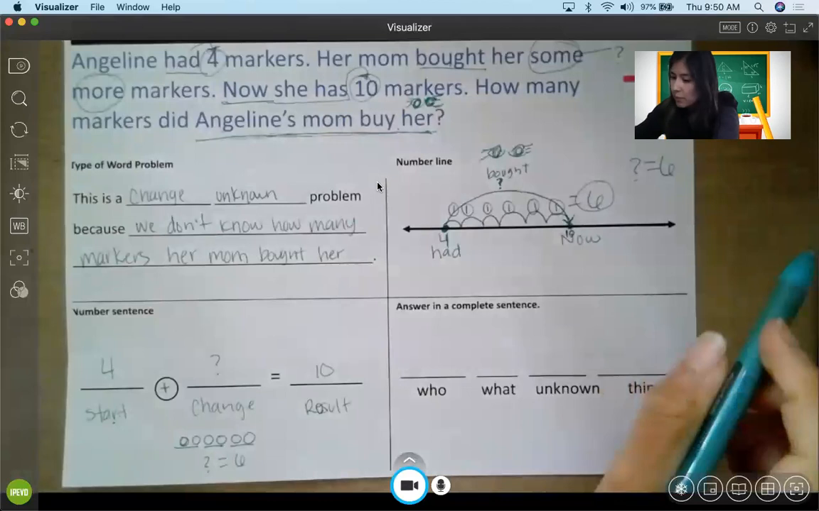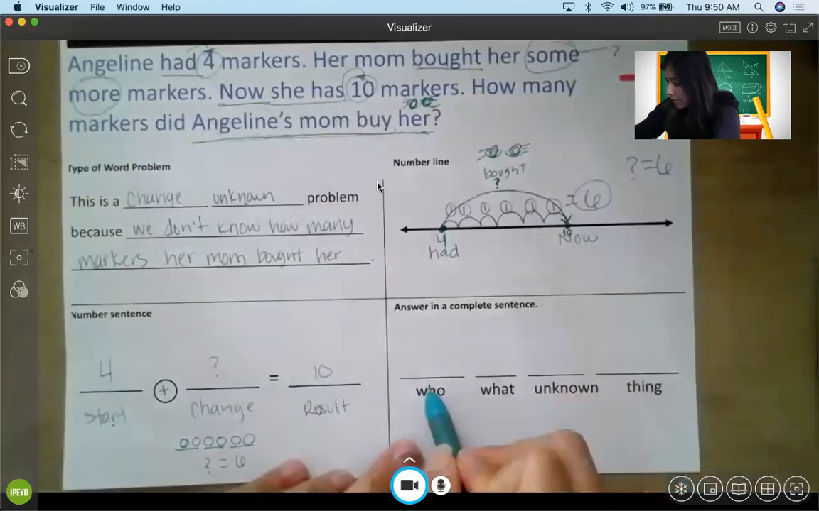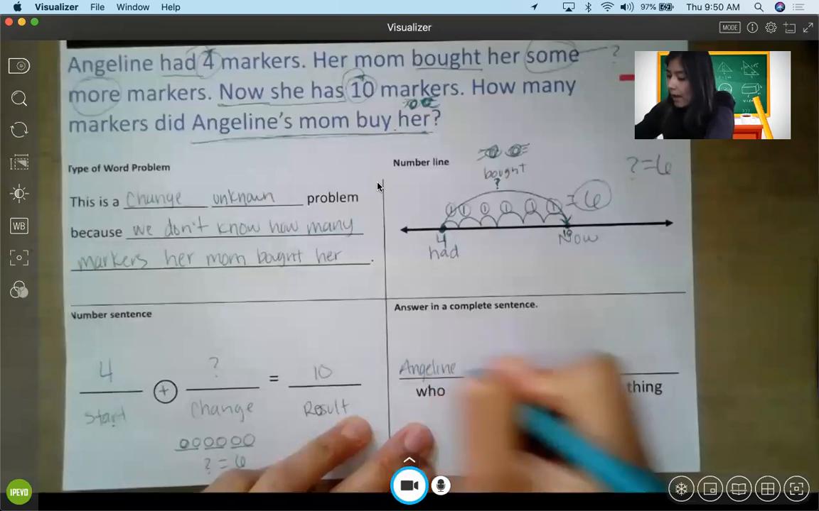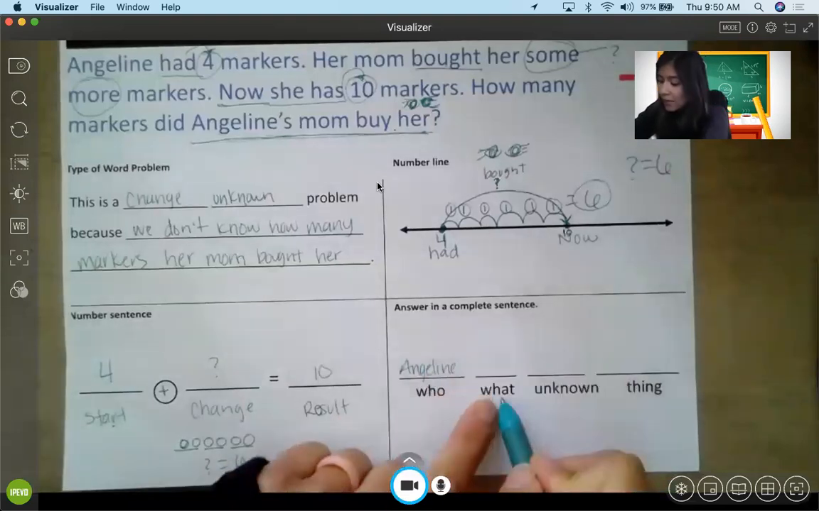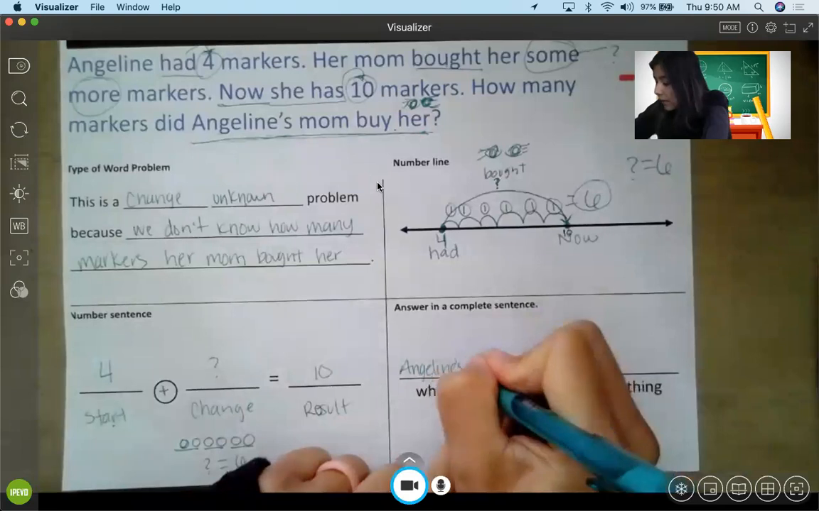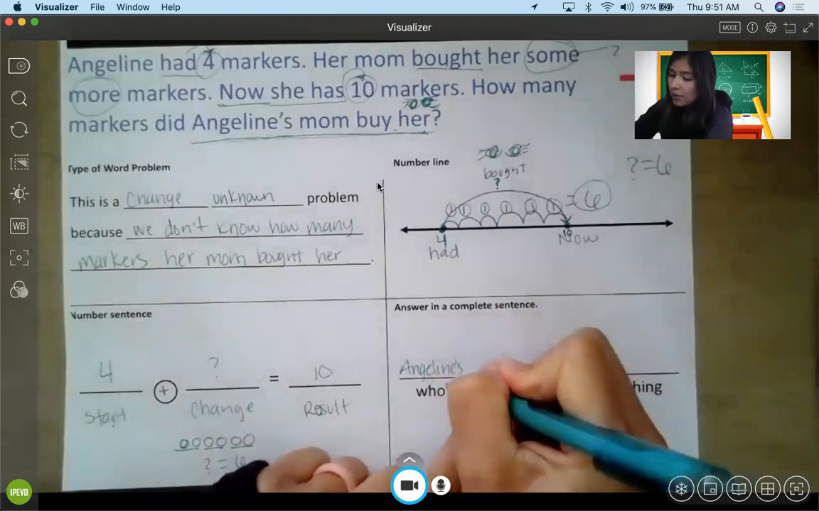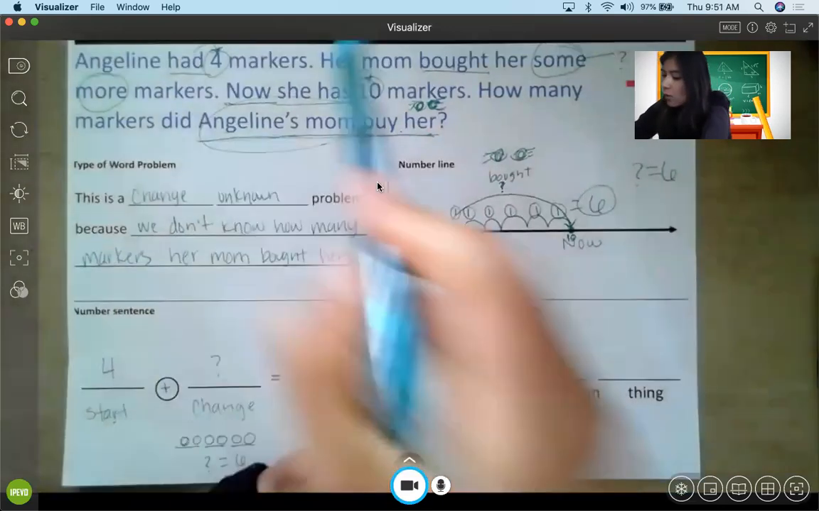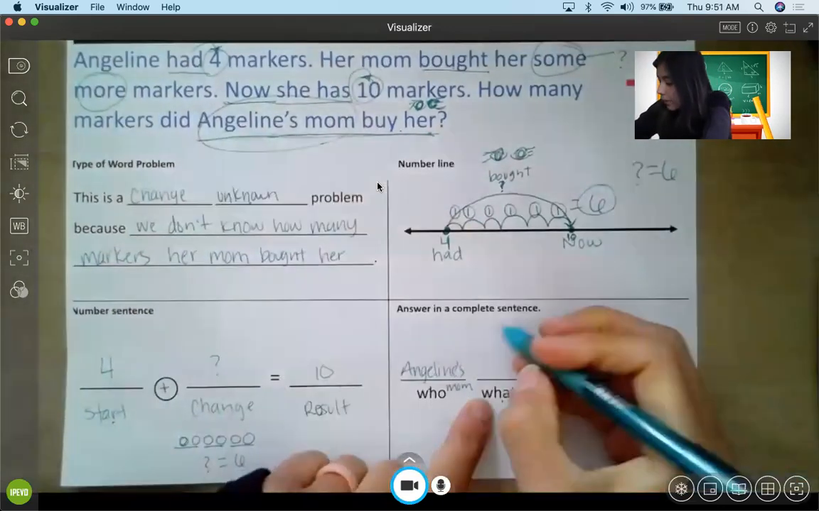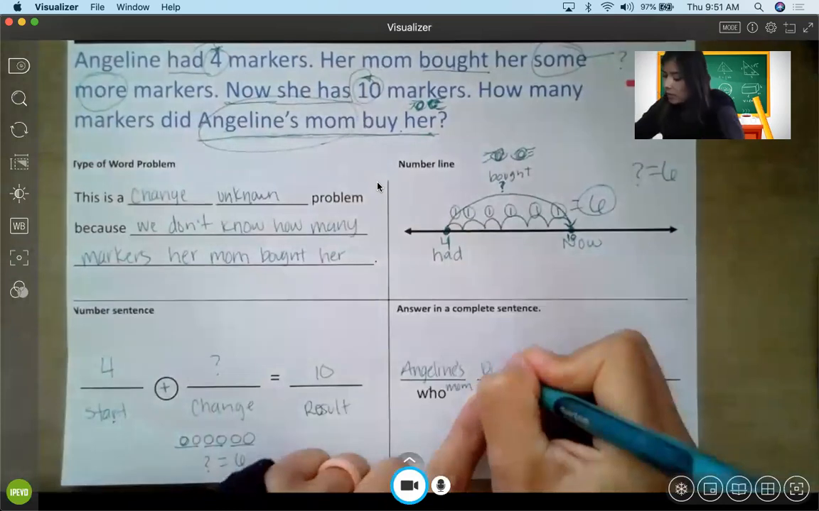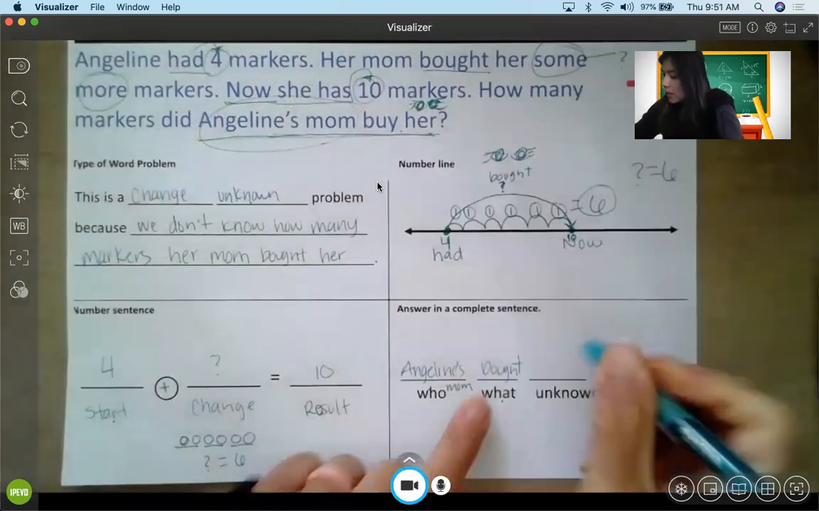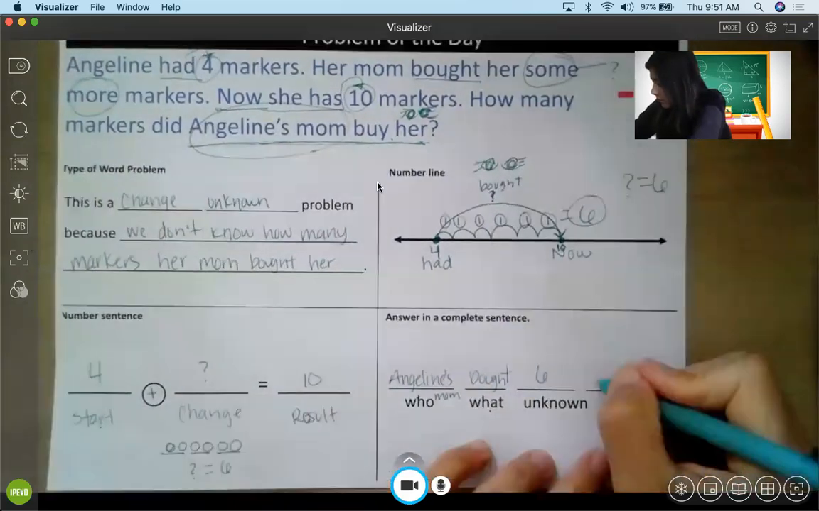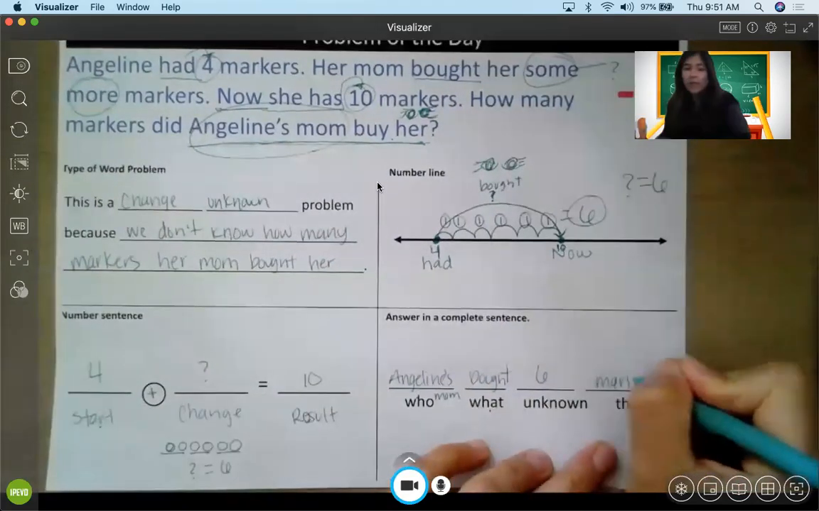So who is this problem about? Angeline. Angeline's mom, sorry. That's who we want to know, right? How many markers did Angeline's mom buy? Right here, that's the who: Angeline's mom. What did she do? Bought. How many? What is the unknown? 6. And what's the thing that she bought? Markers. And there you have it, boys and girls.